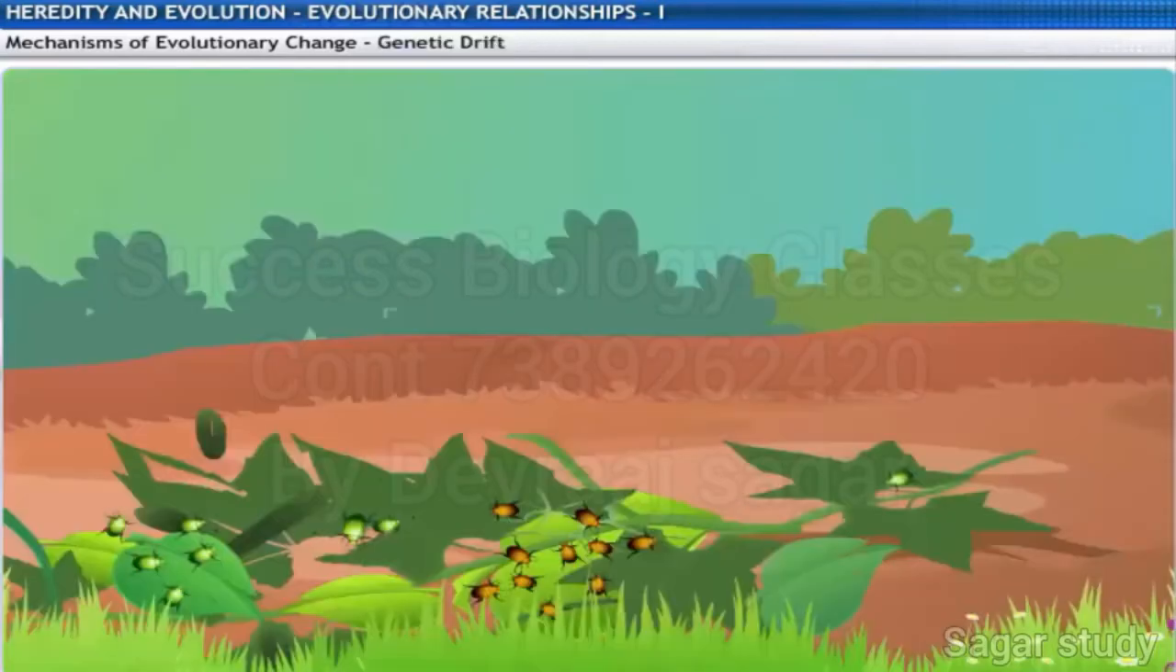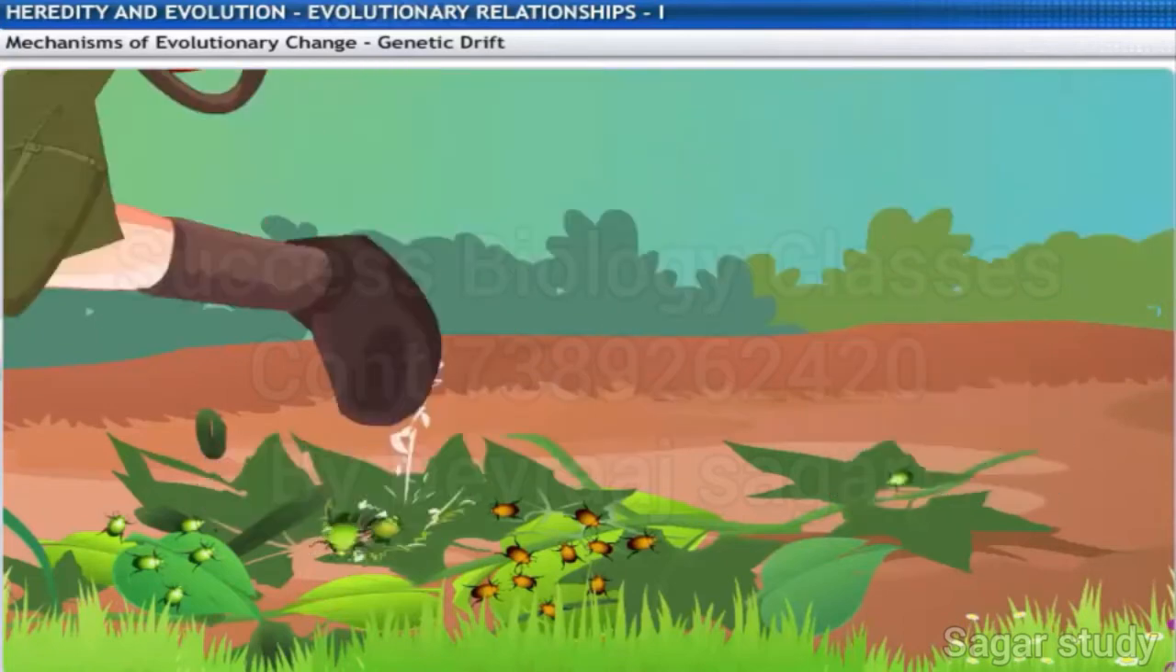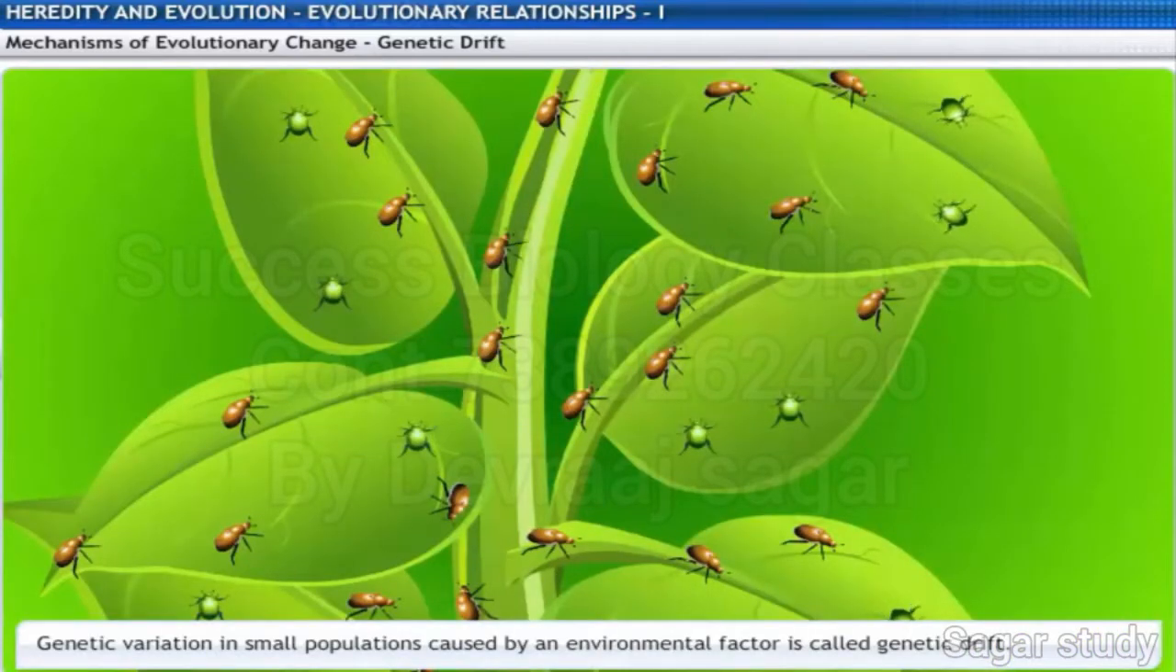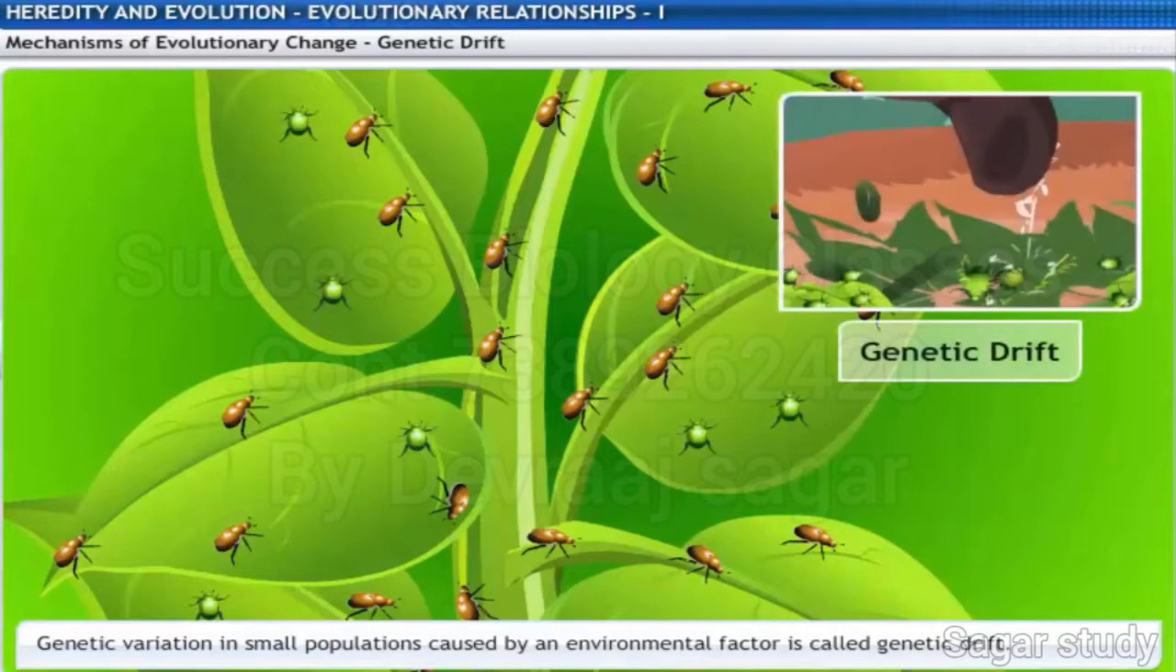Now, let's talk about another situation. In a sample of green and brown beetles, several green beetles are killed when a man steps onto the bushes where the beetles are feeding. This results in a greater number of brown beetles in the next generation. So, accidents in small populations can change the frequency of some genes in a population. This genetic variation in small populations caused by an environmental factor is called a genetic drift.